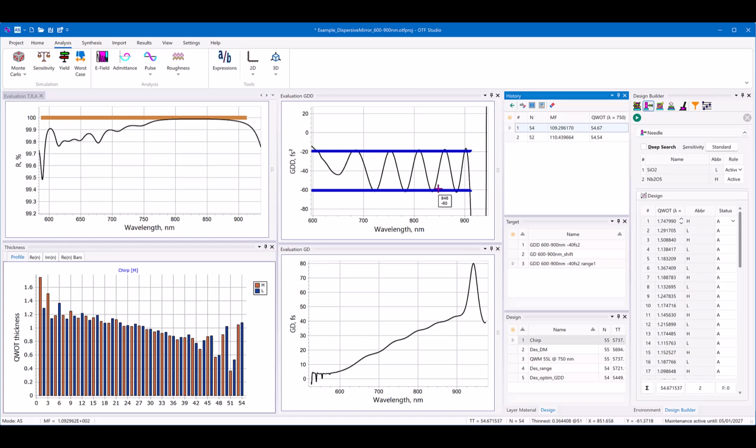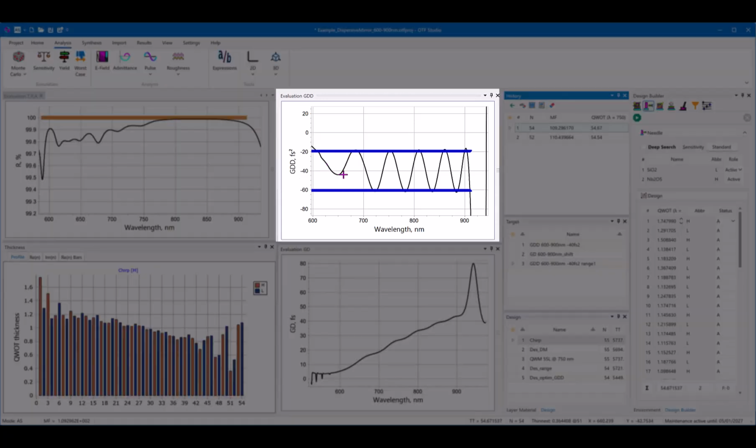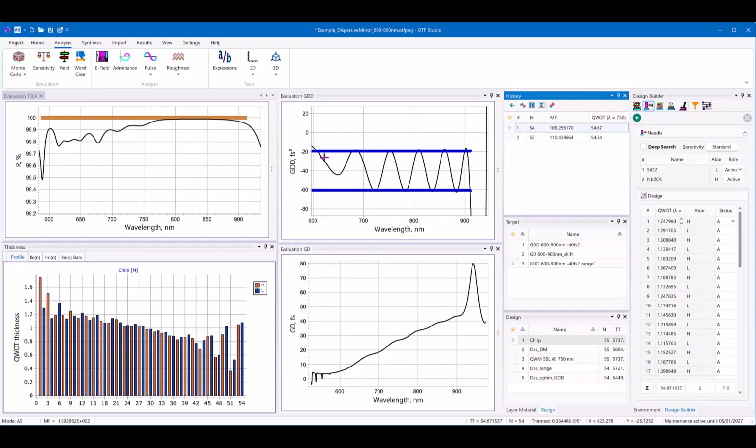No thin layers, no thick layers, but GDD oscillations are suppressed. The amplitude is now 20 femtosecond square. What I don't like is this feature in group delay dispersion, this irregularity. And this irregularity can lead to problems with the pulse, to energy loss.